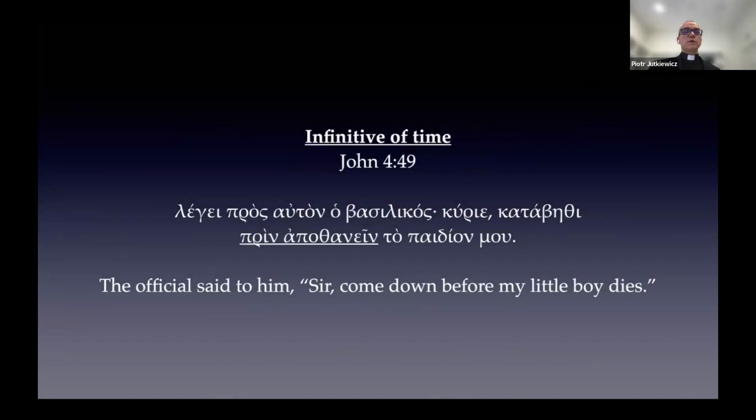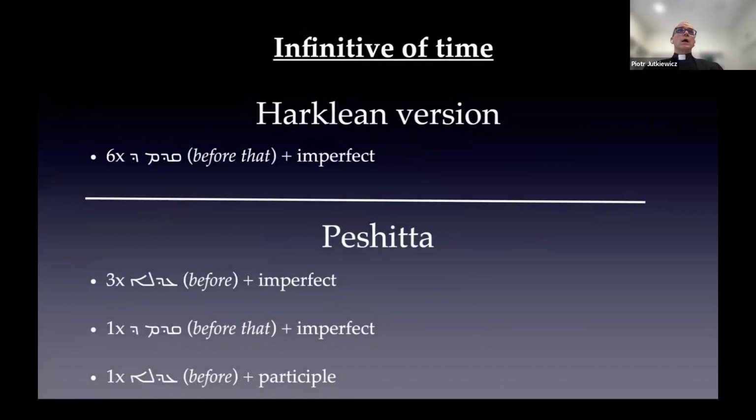The next category is the infinitive of time, prin apothanein, before he dies, before dying. In Syriac, using the infinitive in a temporal clause is impossible, and even the Harklean version avoids it. Six times qdam d plus imperfect is employed, while the Peshitta had different constructions. Therefore, we can describe this situation as the standardization of this type of construction in the Harklean version while respecting the language's rules.